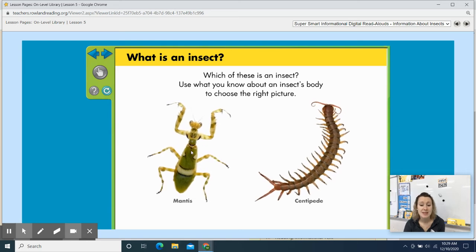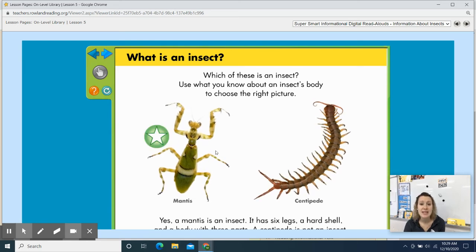The praying mantis is. It says, yes, a praying mantis is an insect. It has 6 legs, a hard shell, and a body with 3 parts. A centipede is not an insect. Look at that, it has way more than 6 legs, and it does not have those 3 parts. Look, it has all these other parts in here, all those segments. So it has to have 3 parts: head, thorax, abdomen, and only 6 legs. Good job.